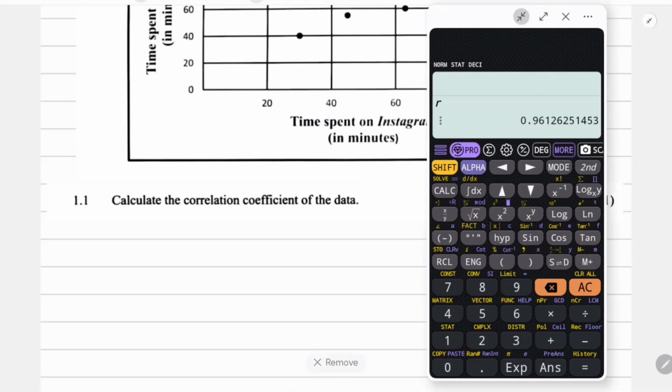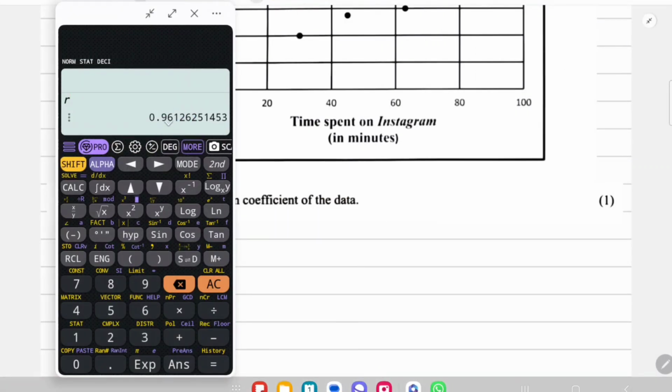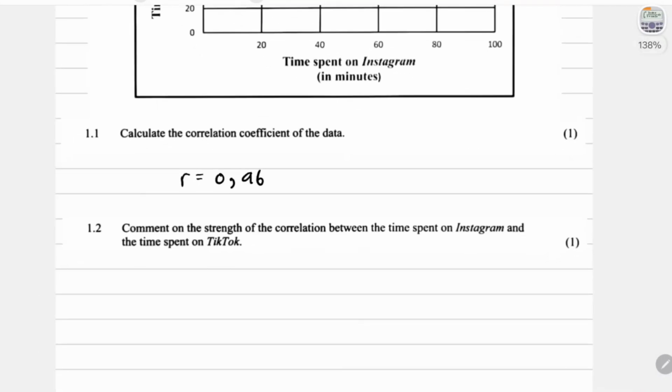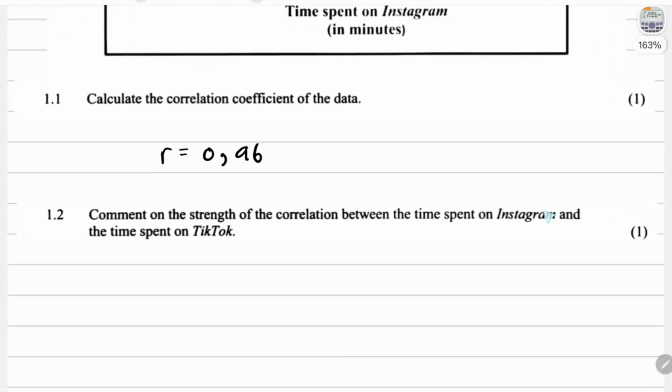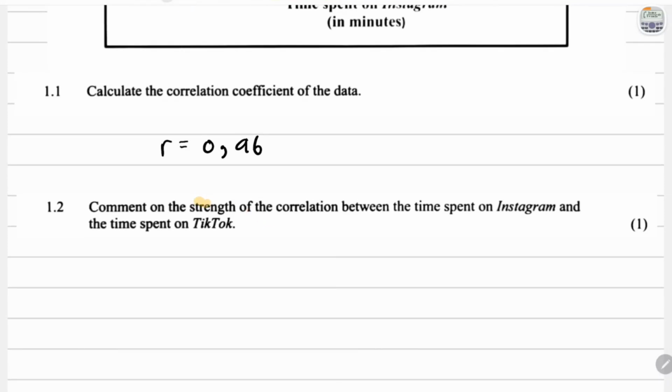So the correlation coefficient of this data is this number we see here. You can round off to 2 decimals. So that is 0.96. So R equals 0.96. And that is for 1 mark. And we move on to the next question. So the next question, 1.2, says, comment on the strength of the correlation between the time spent on Instagram and the time spent on TikTok. So they're really just asking you for the strength.